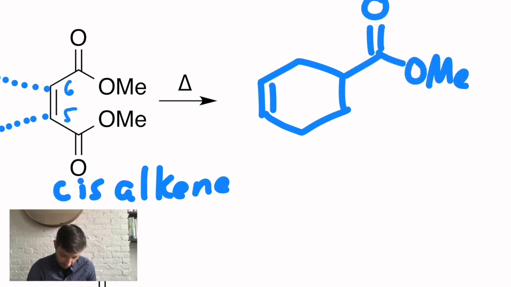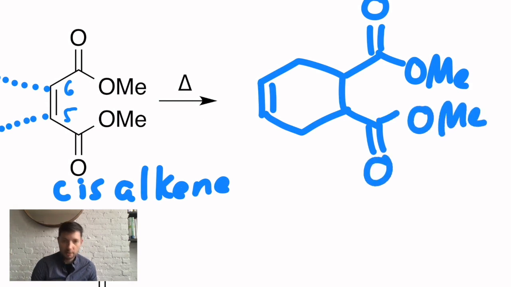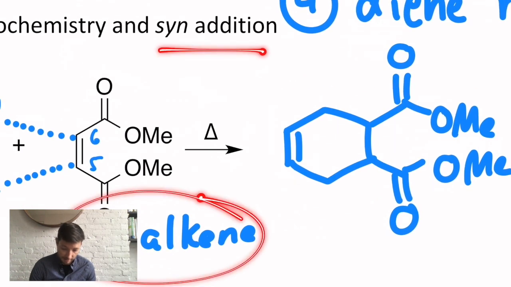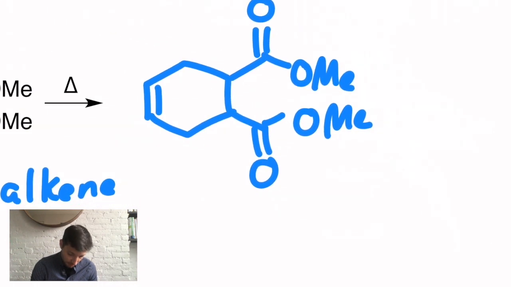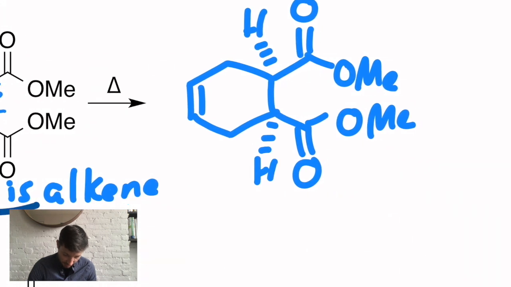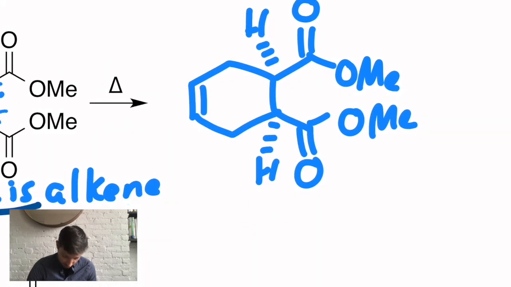And you'll notice we created a couple of asymmetric carbons in this example, and it turns out that because the alkene we started with is cis, and because this reaction is a syn addition, those asymmetric carbons are syn to each other. So the cis alkene turns into the syn diastereomer.